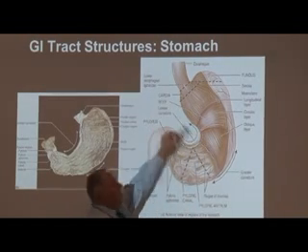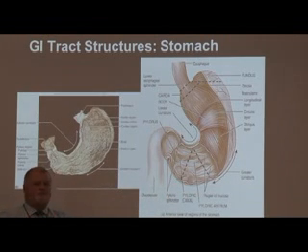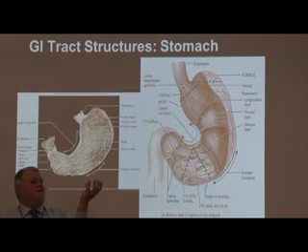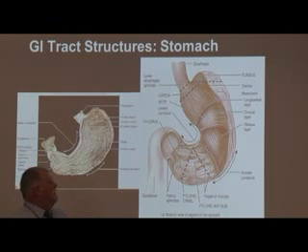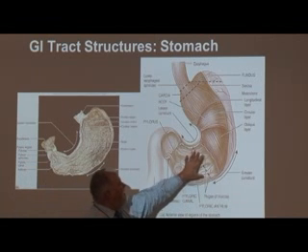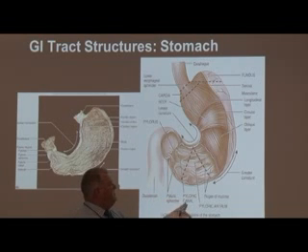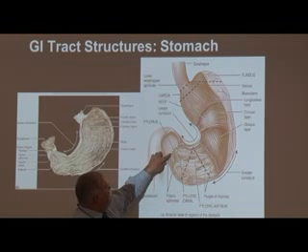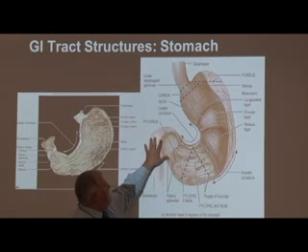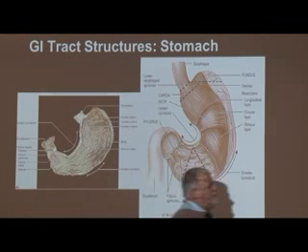The body of the stomach is where we're going to liquefy food. So what we're going to do is convert that bolus, which is semi-solid food, into a liquid. Then as the food becomes liquefied, it enters a funnel-shaped part of the stomach, which we call the pylorus. The pylorus is technically this opening from the stomach to the small intestine.